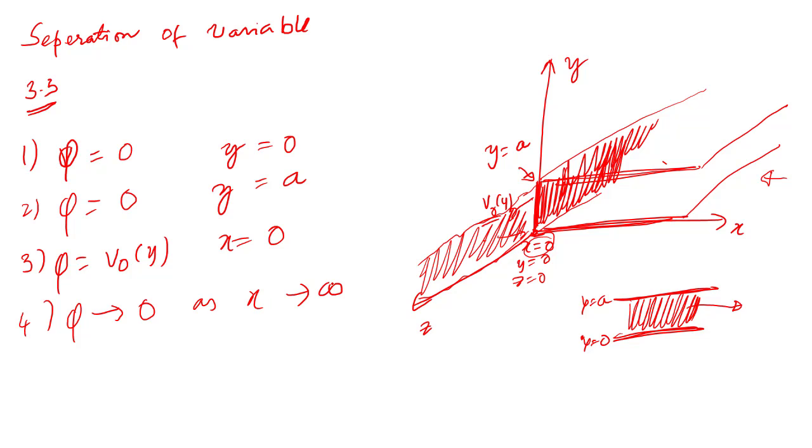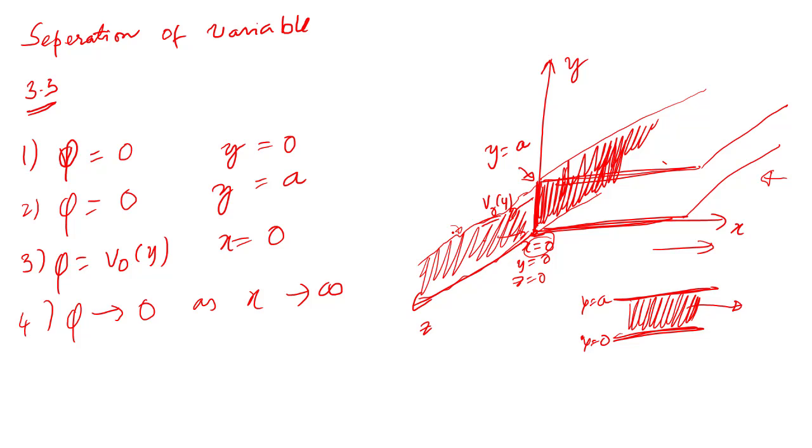right? So as we go along the x-axis, as we go farther and farther, we're going farther away from this one, this potential here, and so that should go to 0. The potential itself should go to 0.